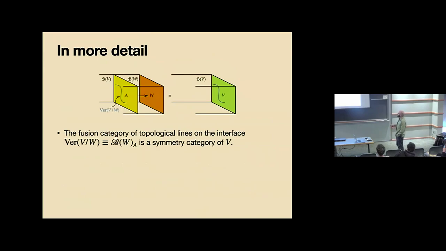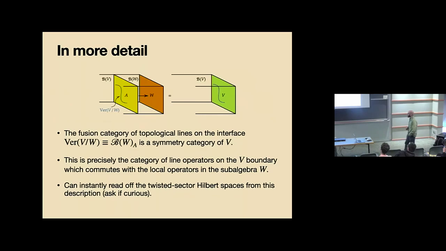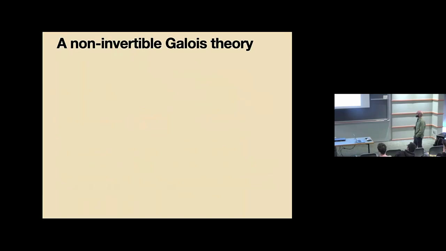Okay, so mathematically, this category of line operators is simply the A modules inside of this MTC V of W. And this distills precisely the line operators of this chiral algebra V that commute with this subalgebra W. And you can do a lot with this description. For example, you can instantly read off all the twisted sector Hilbert spaces and the way they act on local operators and so on and so forth.